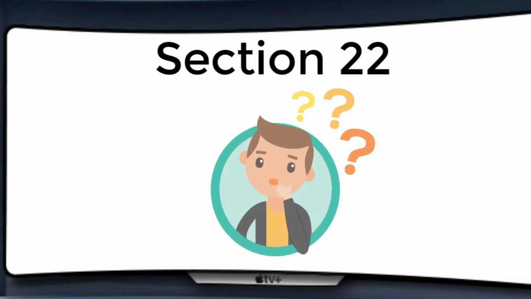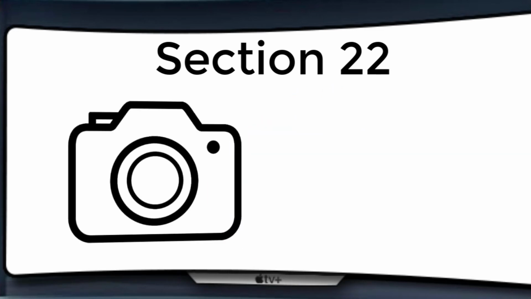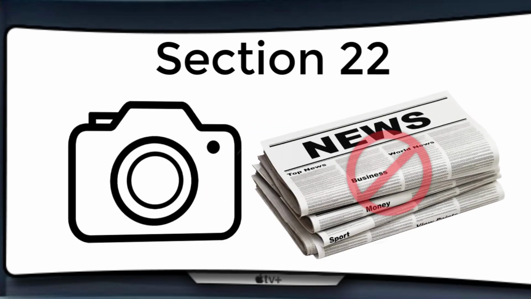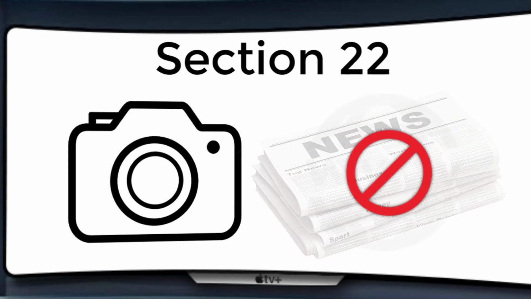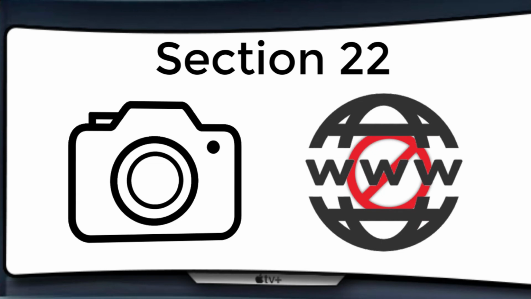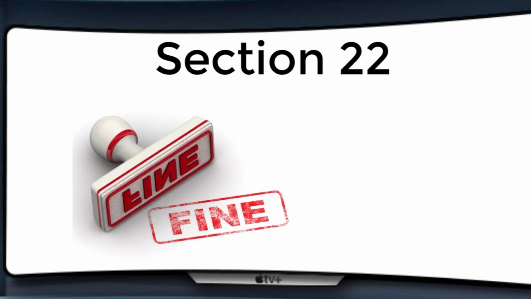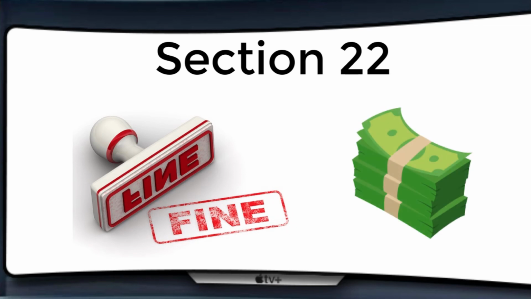Let's see what 22 says. It says proceedings to be in the camera and it may not be printed and published. It means the proceedings which are held in the camera will not be printed or published in any of the journals or in any of the websites. Okay, and if anyone contravenes this provision, then they shall be fined up to 1000 rupees. This is what section 22 says.